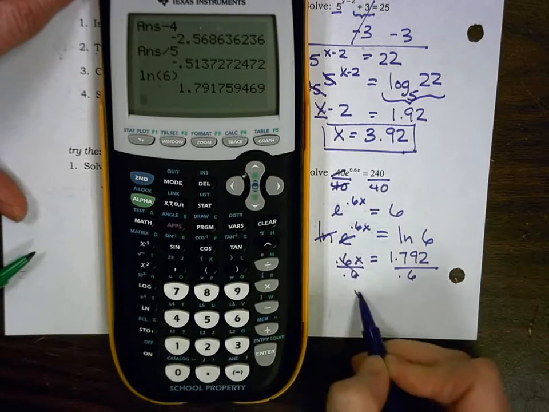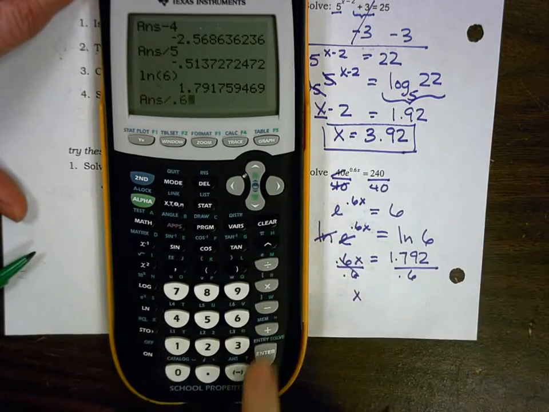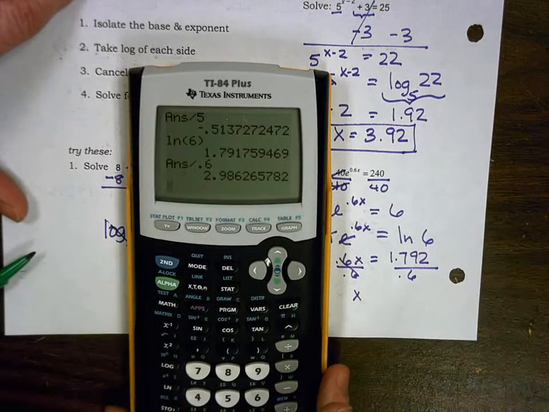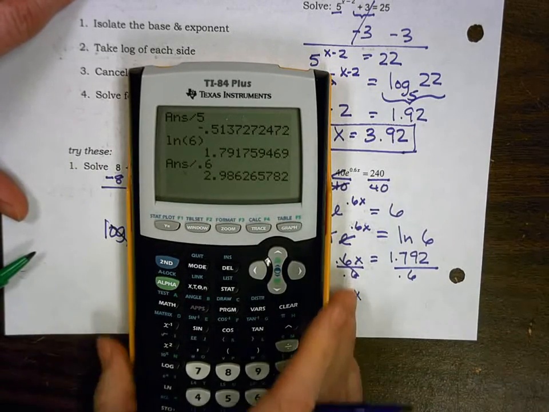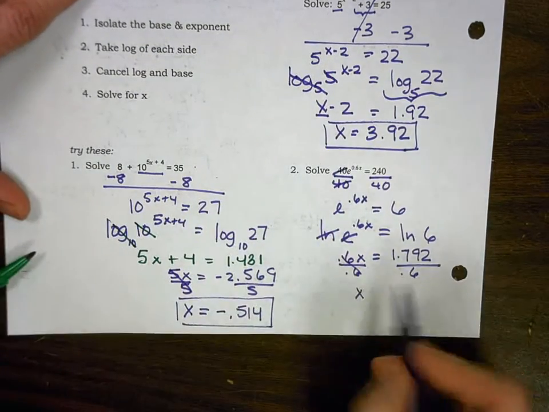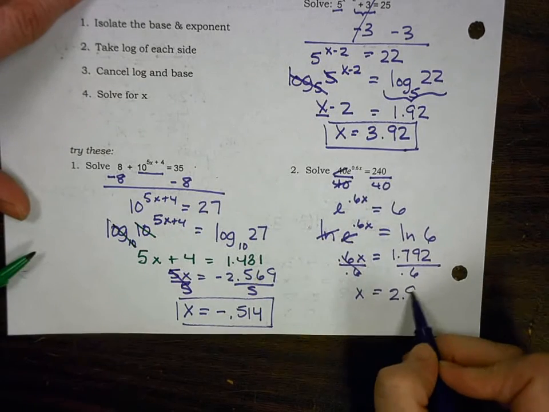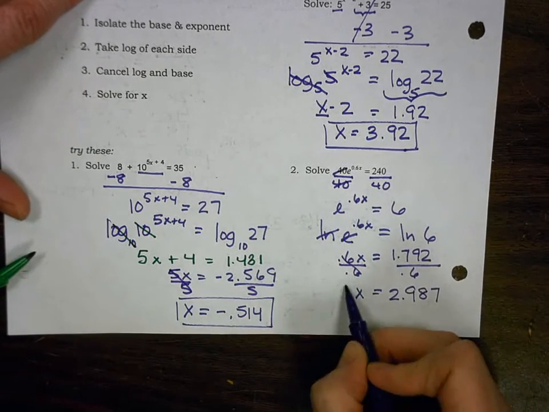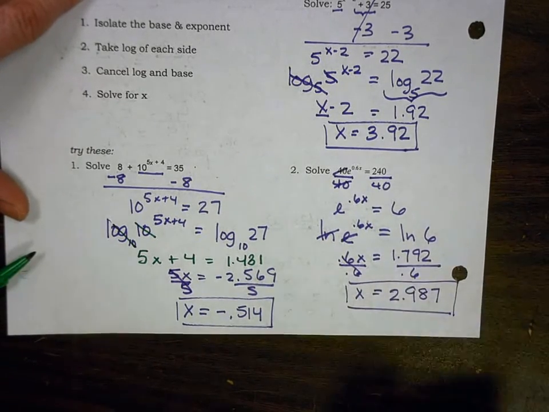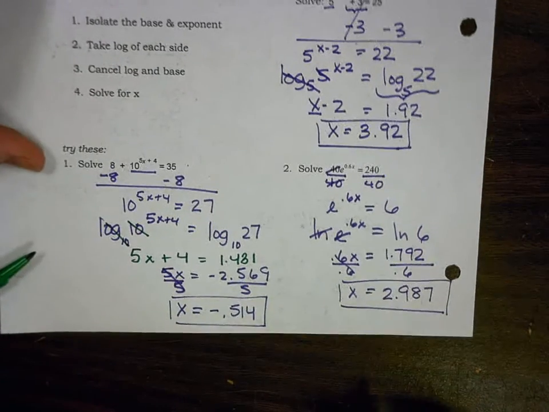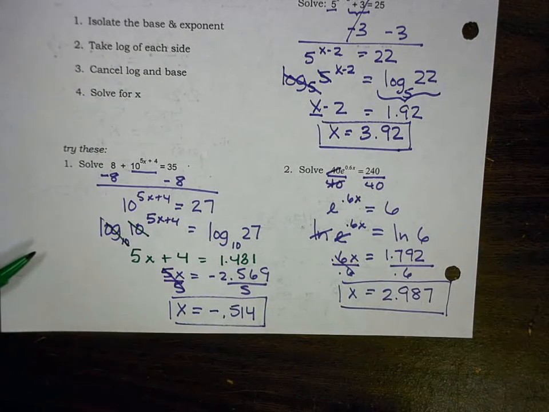And that will give me x equals 2.987. And that is how I take the log of both sides. Okay, so you should be very ready to do your homework. See you next class.